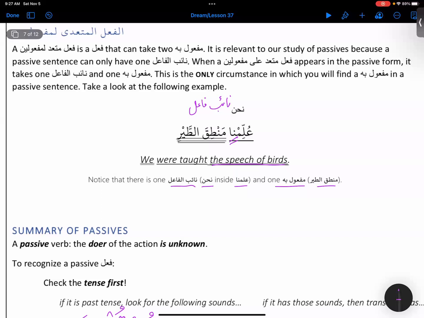Even though in a regular verb that does not need two maf'uls, what is going to happen? The maf'ulun bihi is basically going to become the naib fa'il. In a passive sentence, we do not have a maf'ulun bihi; rather, the maf'ulun bihi turns into naib fa'il. But when a fi'l requires two maf'uls, then that one would be labeled as naib fa'il, and the other is going to be labeled as maf'ulun bihi. Clear?